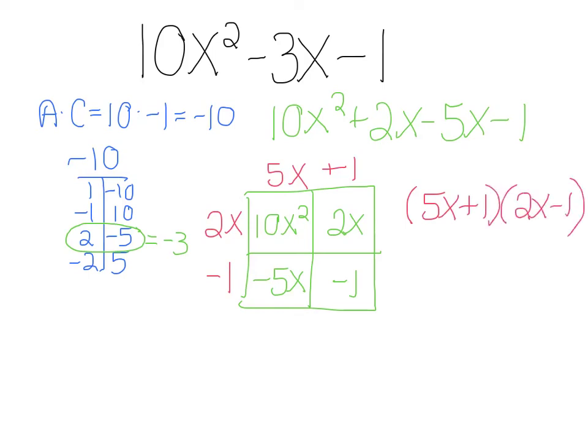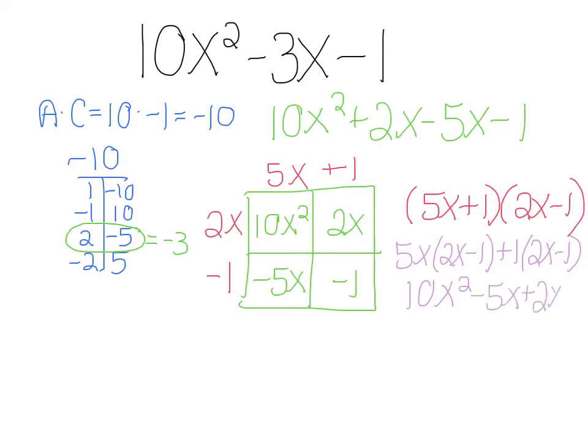I'm going to check my solution to see if I'm right. So I'm going to do 5x times 2x minus 1 and positive 1 times 2x minus 1. 5x times 2x is 10x squared. 5x times negative 1 is negative 5x. 1 times 2x is 2x, and 1 times negative 1 is negative 1. So 10x squared, negative 5x plus 2x is negative 3x, and I've got a negative 1, and it works.